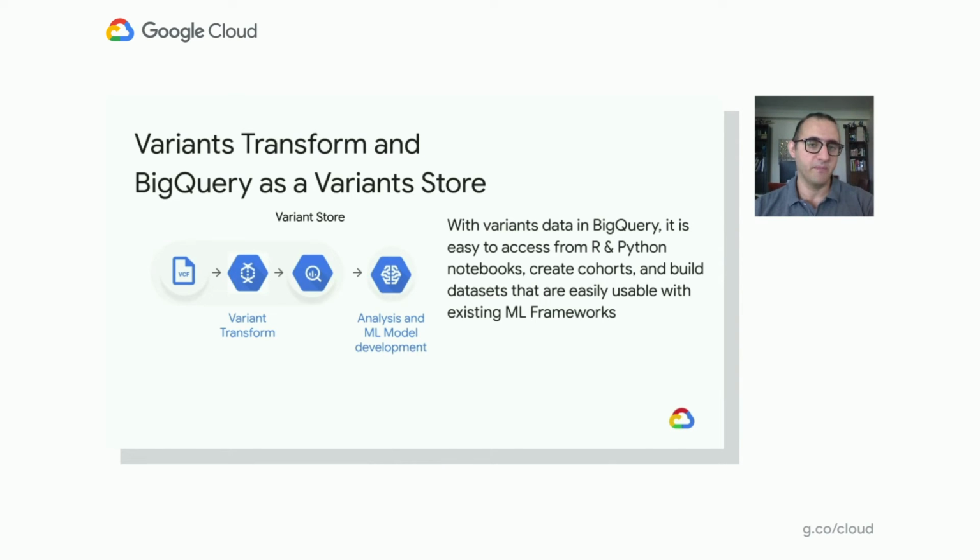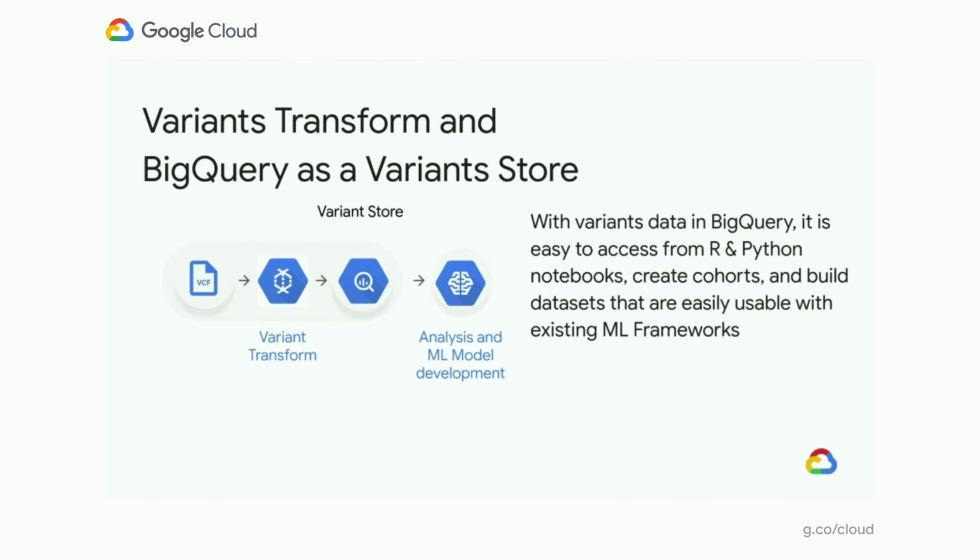The other key advantage to having the data in BigQuery is how easy it is to create cohorts and datasets that can be used in TensorFlow or other machine learning frameworks easily. And you can take advantage of the AI platform tools, such as the AI notebooks, to interact with your variant data using Python or R very easily. So, Color is one of our customers who did just that. There is a very interesting blog post on our website on how they used Variant Transform and BigQuery to create machine learning models that beat standard industry models in just weeks.